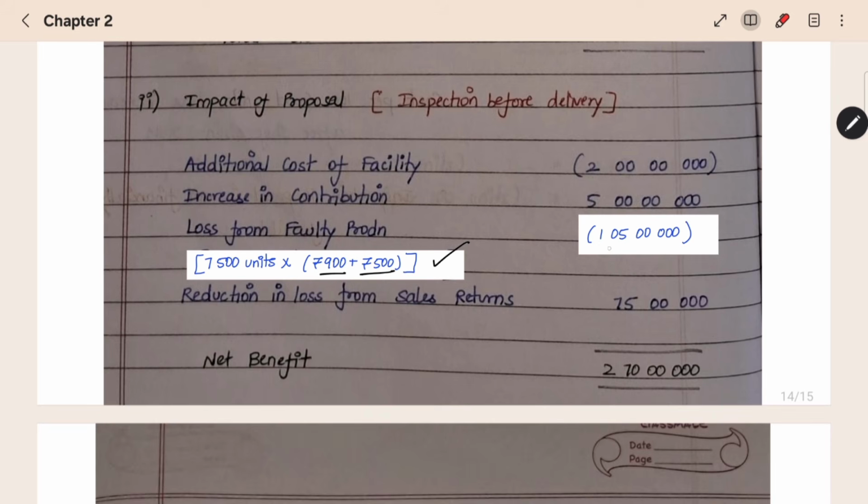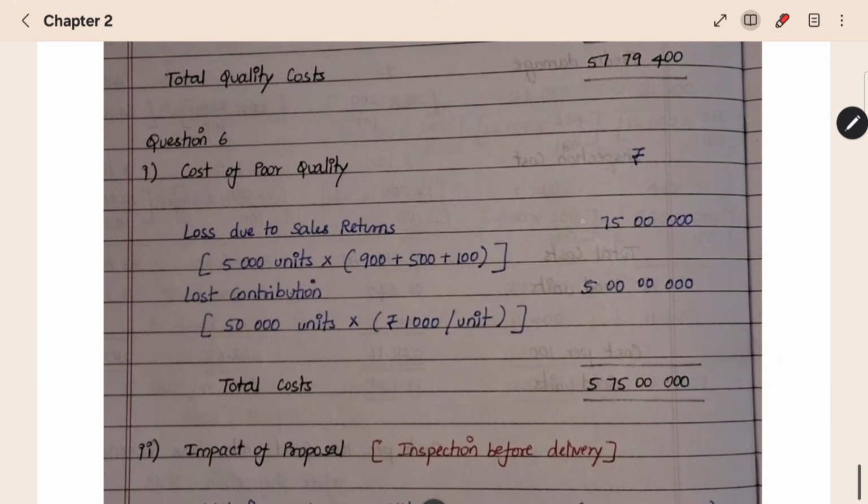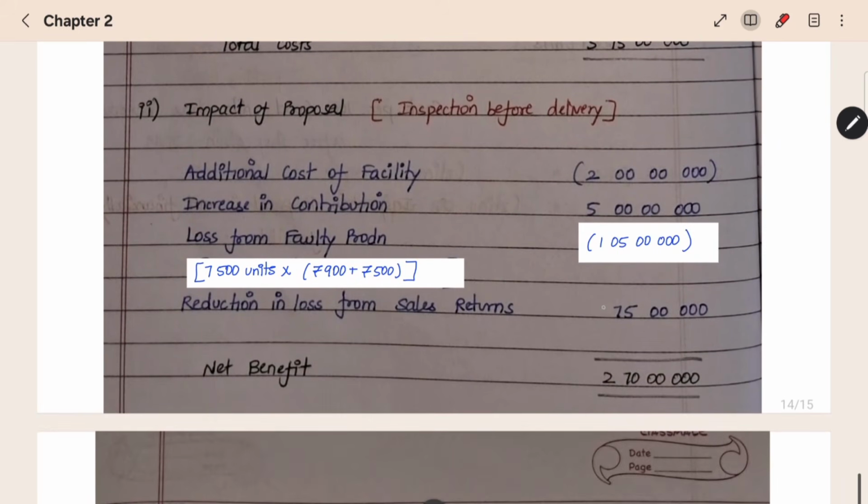7500 into 900 plus 500. So the total cost of faulty production loss is 1 crore 5 lakhs. Then next is reduction in loss from sales returns. Earlier you were incurring 75 lakh loss from sales returns, but now this is a savings for you. So you are adding it on the positive side, 75 lakh positive.